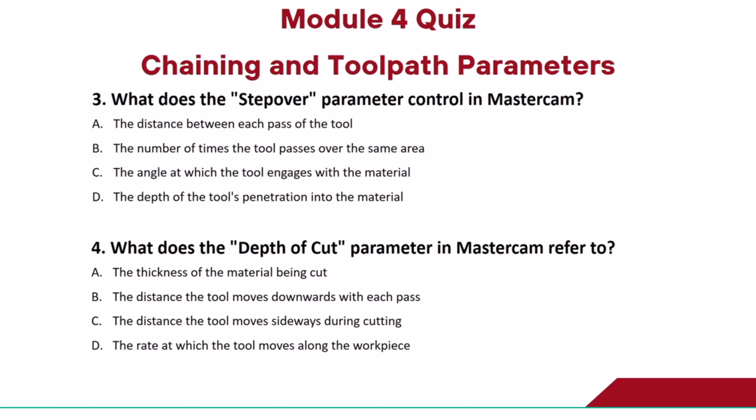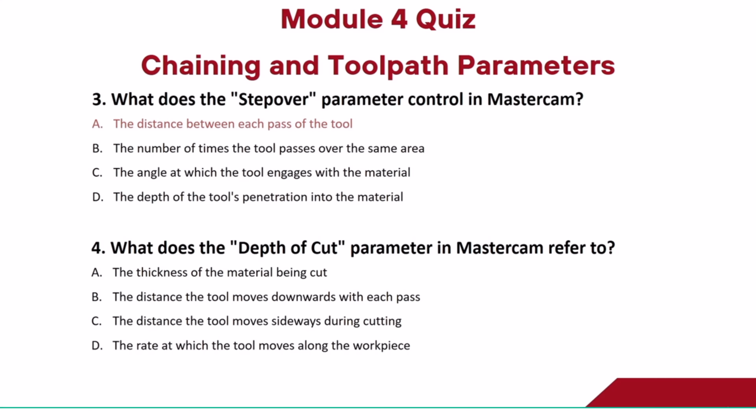So the next question is, what does the step over parameter control in MasterCAM? Option A, the distance between each pass of the tool. Option B, the number of times the tool passes over the same area. Option C, the angle at which the tool engages with the material. Option D, the depth of the tool's penetration into the material. So the right answer to the question is option A, the distance between each pass of the tool.